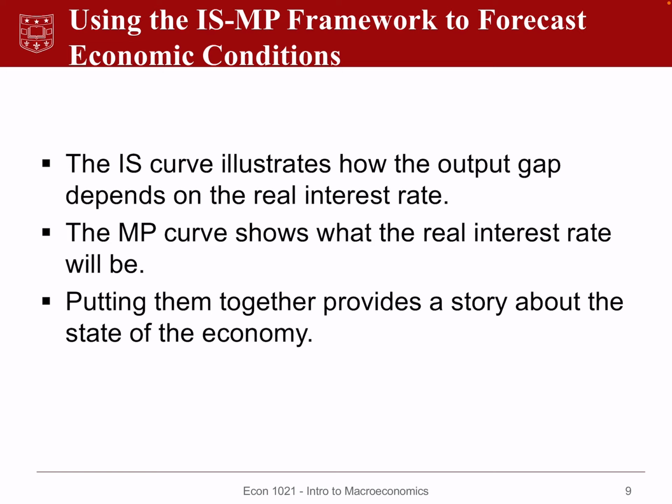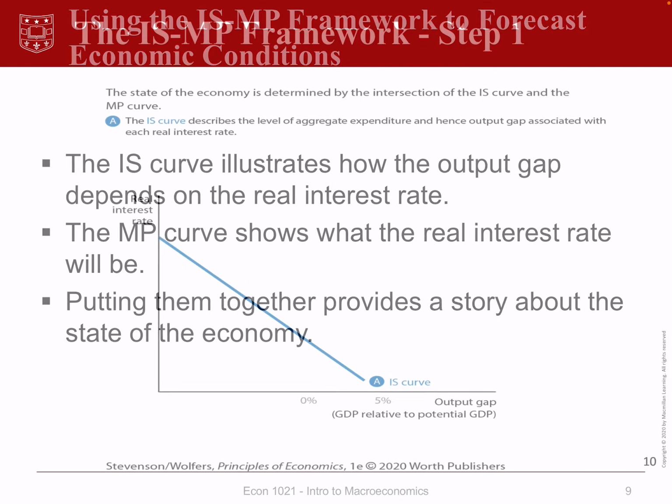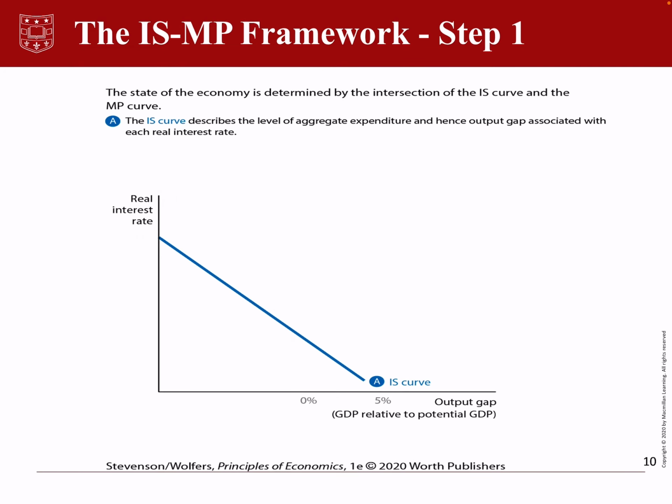Now, what we can do, and this is where things start to get fun as far as I'm concerned, is put the IS and the MP curves together. And putting them together is going to provide a story about the state of the economy. So again, the IS curve is describing how the output gap and the real interest rate are related to one another. And the MP curve essentially tells us what real interest rate will actually prevail in the macroeconomy. So we put them together to get a more complete picture. And then we'll see what happens next in chapter 19.